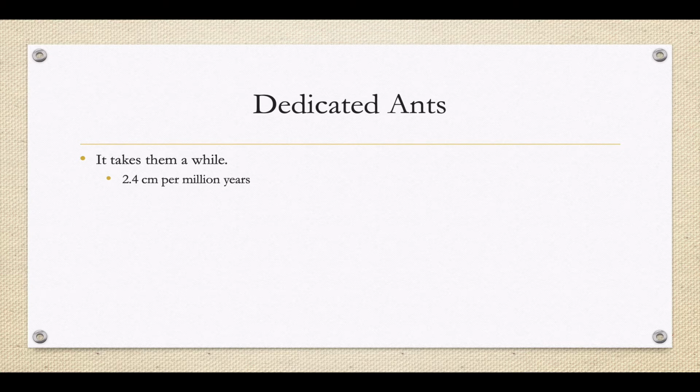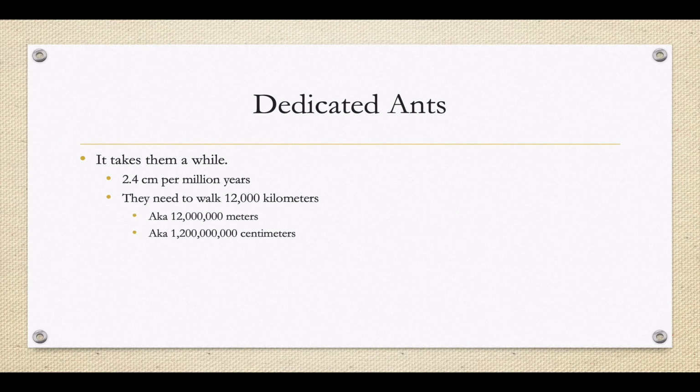If it's 12,000 kilometers to get to Mount Everest, and they only walk 2.4 centimeters per million years, well, let's see, 12,000 kilometers, I guess that would be 12 million meters, or 1.2 billion centimeters. If they're doing 2.4 centimeters every million years, that would mean I'd need 500 million of these special ants in order to get there. And these special ants only come around every million years, so it would take this many years. What is that, 500 trillion maybe? It would take me this many years for the ants to get to Mount Everest.